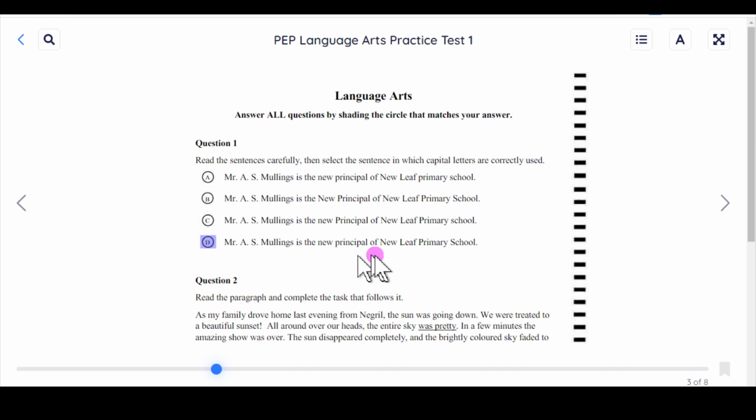So again, the big idea here is what? Knowing how to use capital letters. So again, proper nouns, proper adjectives, and so on would use these capital letters.